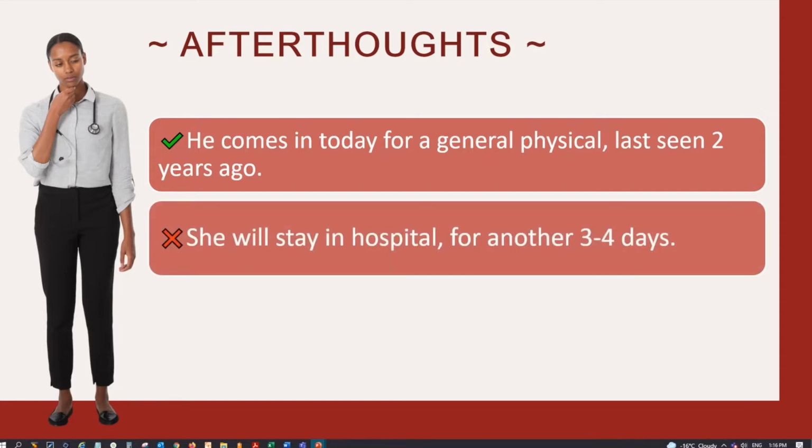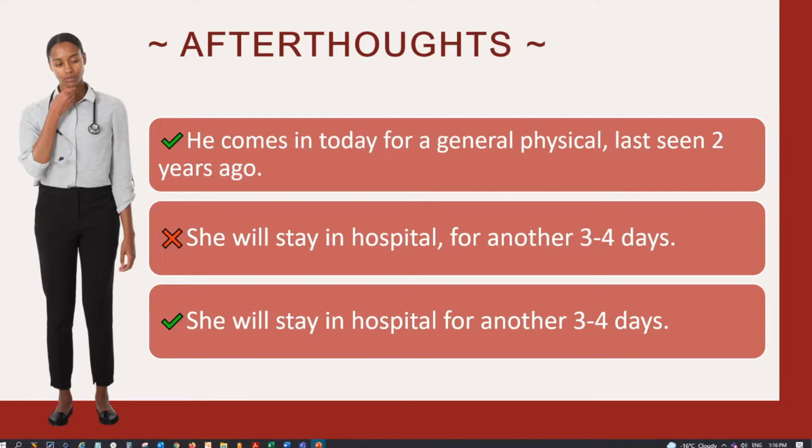She will stay in hospital for another 3 to 4 days. Right, for another 3 to 4 days is not a complete sentence on its own, and she will stay in hospital is a sentence on its own, but the point of the sentence is that she's going to stay in the hospital for another 3 or 4 days, so that is essential to the meaning of the sentence, so we don't place the comma. Okay, hopefully this is starting to make a little bit more sense.